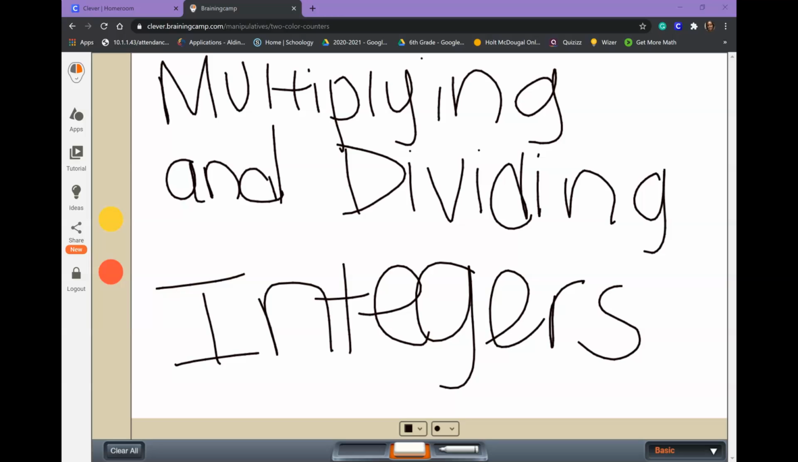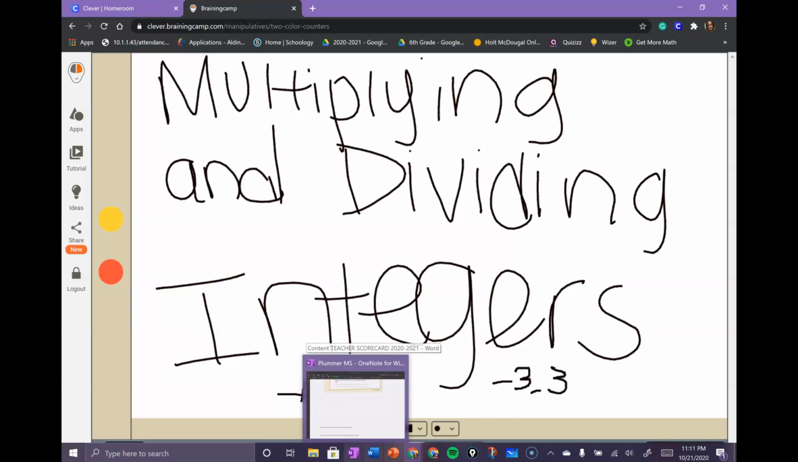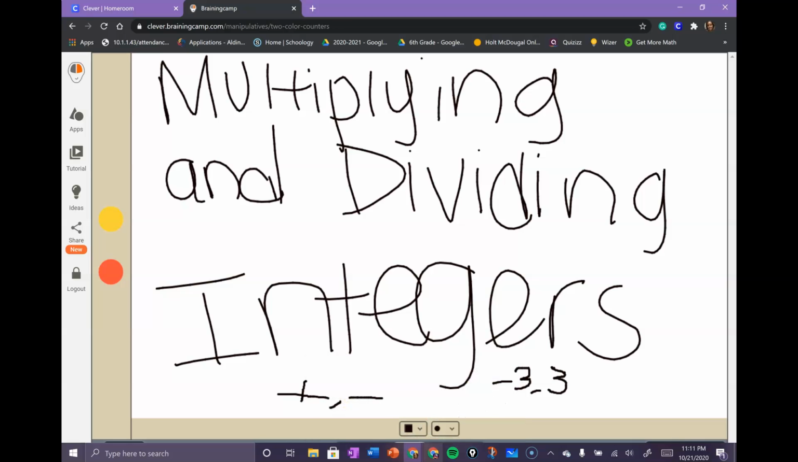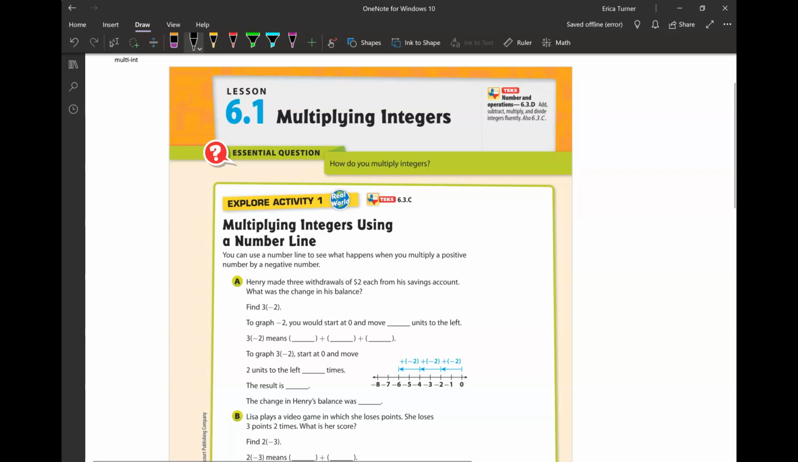So remember, integers are positive whole numbers, and their opposite would be negative numbers. An example would be -3 is an integer, and +3 is also considered an integer. Okay, so we're going to be looking at models first. We're going to be looking at multiplying integers on a number line first.